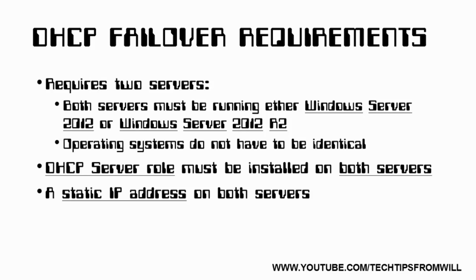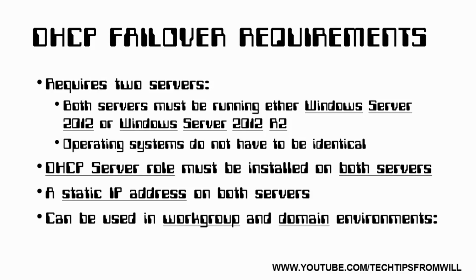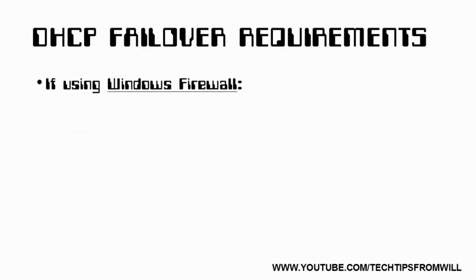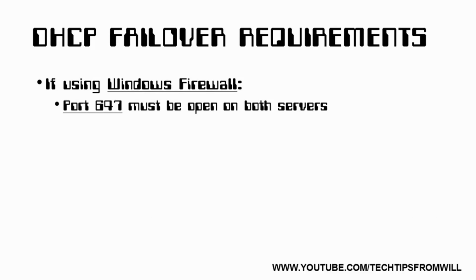It is possible to implement DHCP Failover in either a workgroup or a domain environment. However, it is fair to say that, due to the costs of implementing DHCP Failover, it is far more likely to be found in domain environments. As such, all demonstrations of DHCP Failover that I will perform in this lesson will be done in a domain environment. Next, if you are using Windows Firewall, DHCP Failover requires that TCP port 647 be open on both servers to listen for failover messages.